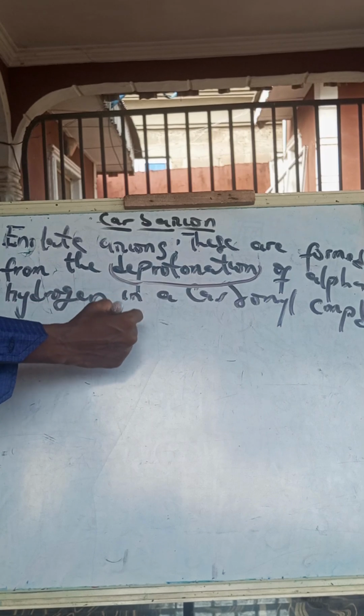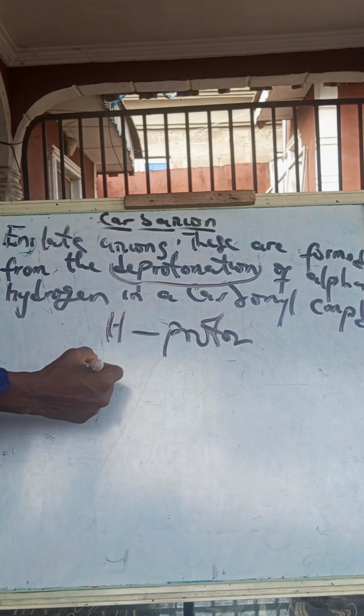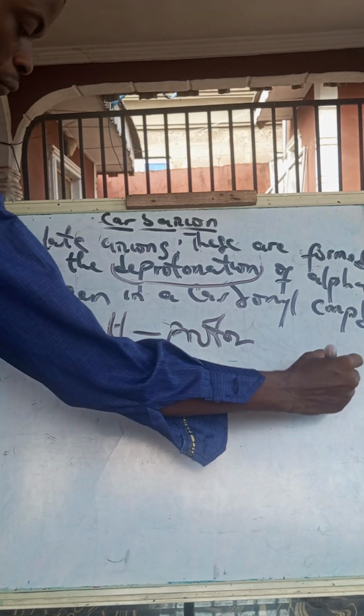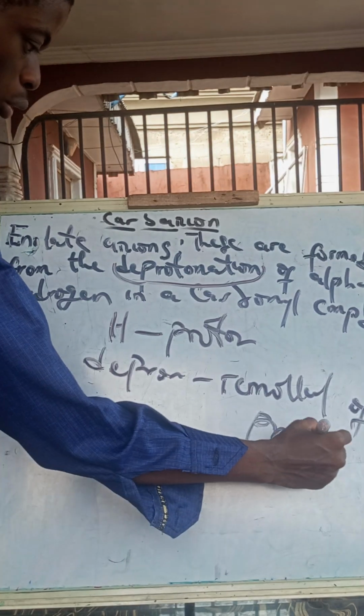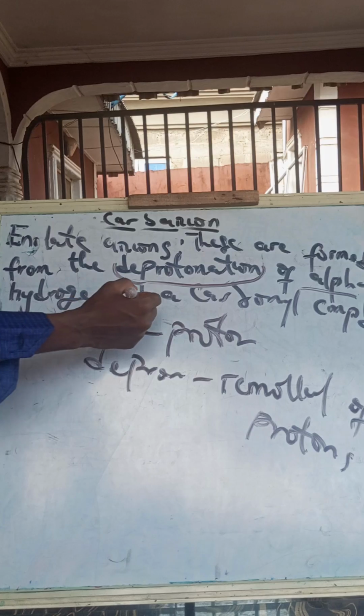And what do we mean by protons? In our normal basic chemistry, we said that hydrogen can also be referred to as protons. So when we talk about deprotonation, it simply means removal of protons. In simple terms, deprotonation is the removal of protons of alpha hydrogen in a carbonyl compound. And there's a question here before: what do we mean by alpha hydrogen?